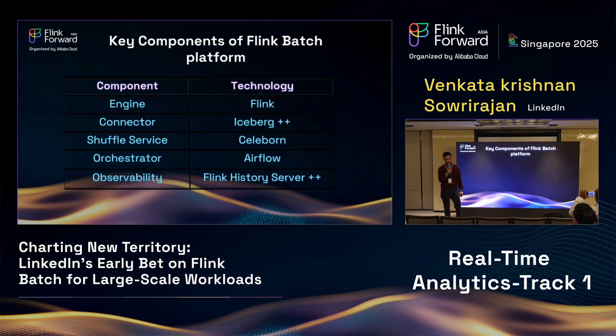Now that we saw why Flink Batch, let's do a quick overview of the key components in our Flink Batch platform. At the core is the Flink engine for both batch and stream processing, especially batch, given the focus is on the batch in this talk today. And then we leverage Iceberg for our data lake for all the tables, and it is highly customized, and therefore we have built a custom Iceberg connector. And then we have Scalable for our shuffle service. I'll do a deep dive on Scalable more in the later slides.